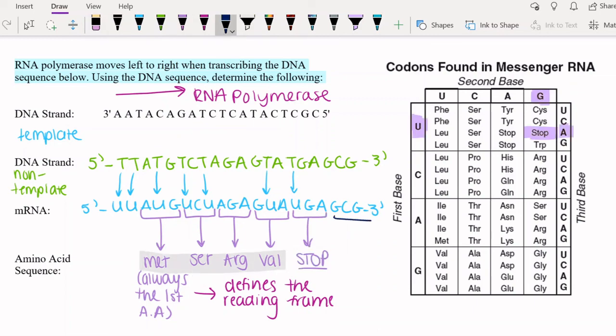Back to the problem. Eventually, we reach a stop codon, which doesn't code for an amino acid. So, our protein sequence is complete.